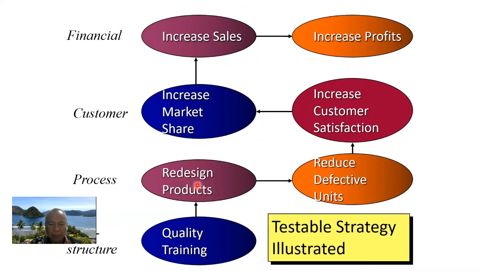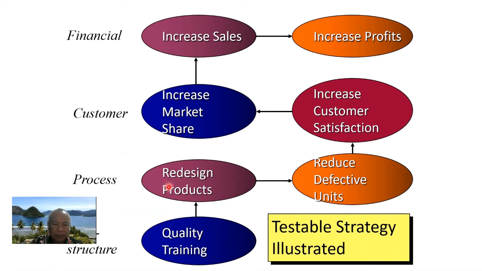and the design is more simple, for example, so it can reduce the defective units. Reducing the defective units can increase customer satisfaction. Increasing customer satisfaction can increase the market share. Increase in market share will increase the sales, and then will increase the profit. So in this case, we can see the four perspectives. Increase in sales and profit is related to the financial perspective. Increase in market share and customer satisfaction is related to the customer perspective.